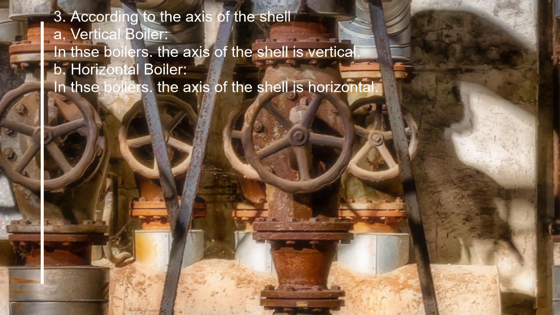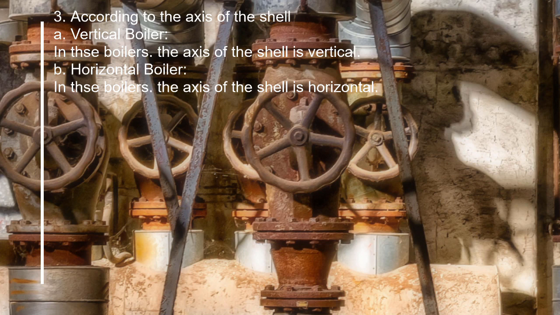The next criterion is according to the axis of the shell. First is vertical boilers and second is horizontal boilers. In vertical steam boilers, the axis of the shell is vertical. In horizontal steam boilers, the axis of the shell is horizontal.